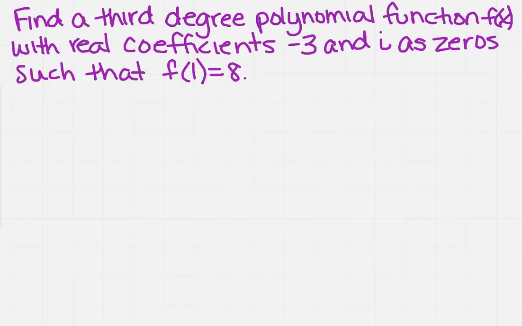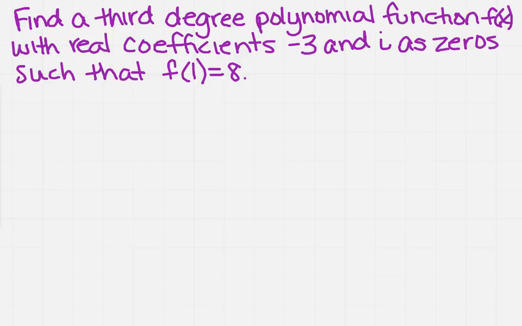We want to find a third-degree polynomial function f of x with real coefficients, with -3 and i as zeros, such that f of 1 equals 8. So where in the world would we even start? Well, we're going to begin with what we learned about linear factorization.